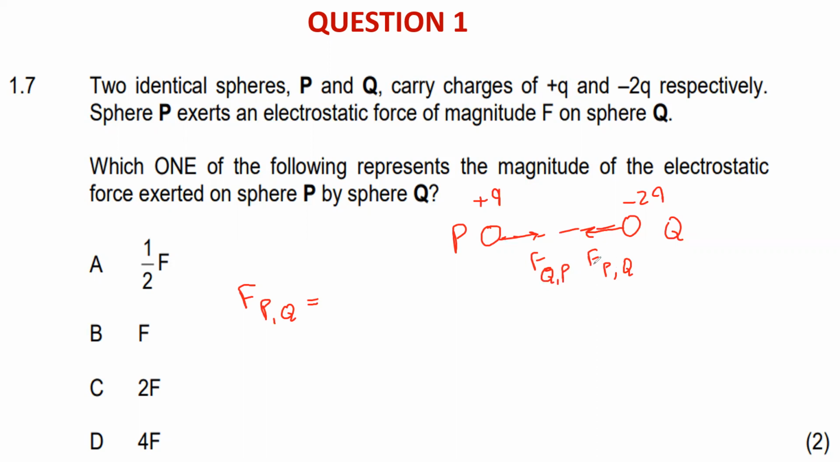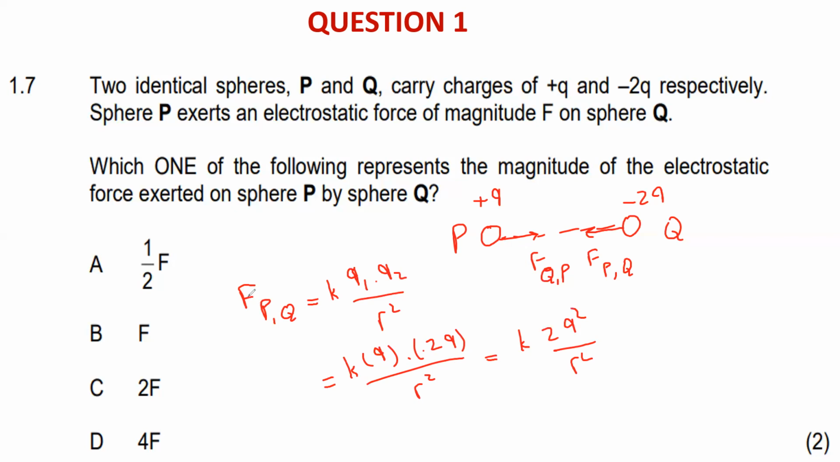What's the difference between these two? Only directions, because we use the same formula, K Q1 times Q2 over R squared, or you can say QP, QQ is fine. K is a constant. Q1 is equal to plus Q. Q2 is equal to 2Q, and we don't need to use the negative sign. The distance is still the same. As you see, the distance between these two, they don't touch, is still the same. And you are getting K 2Q squared over R squared. As you see, this is FPQ.